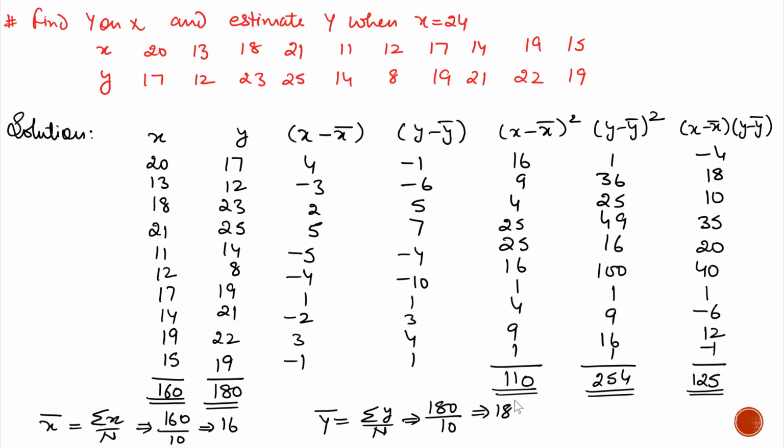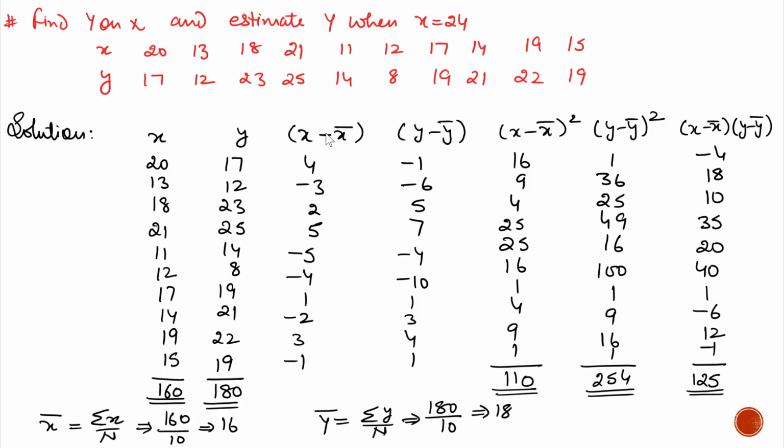So first of all, we calculate x minus x bar. X bar is 16. So 20 minus 16 is 4. 13 minus 16 is minus 3, and so on. Similarly, we calculate y minus y bar. Y bar is 18. 17 minus 18 is minus 1. 12 minus 18 is minus 6, and so on.